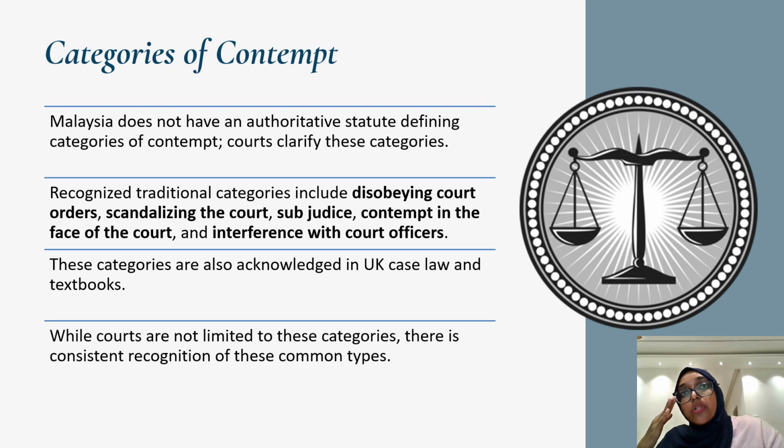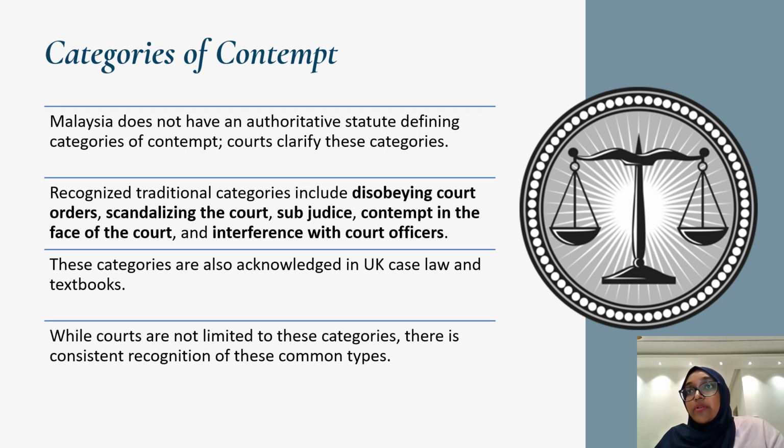When looking into the categories of contempt of court, it has not been authoritatively defined by the statutes of Malaysia so far. As such, it is left for the courts to clarify these categories. The traditional categories of contempt of court, like disobeying a court order, scandalizing the court, sub judice contempt, contempt in the face of court, and interfering with the work of court officers, have been recognized in several Malaysian cases by courts. These traditional categories are also recognized by cases in the United Kingdom collected by the authors in textbooks. This extends to disobedience of court orders, scandalizing the court, sub judice contempt, contempt in the face of court, and interference with persons officially connected with the court.